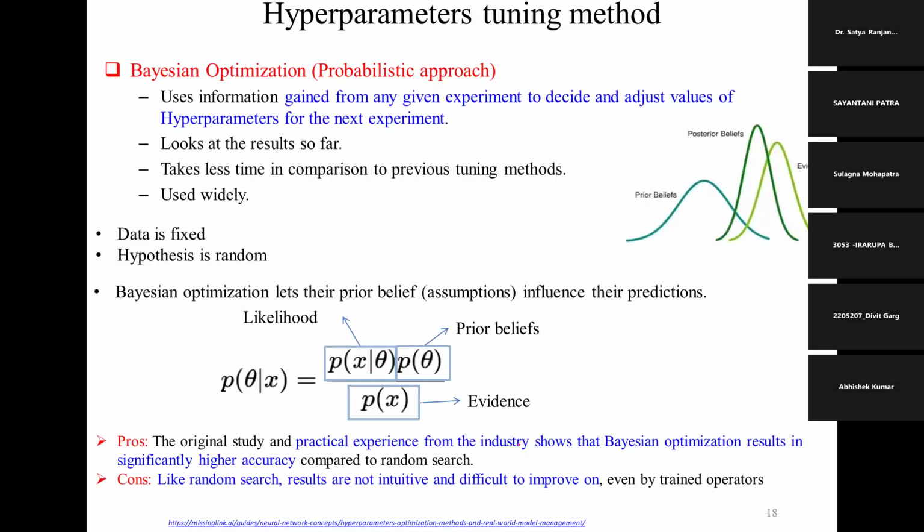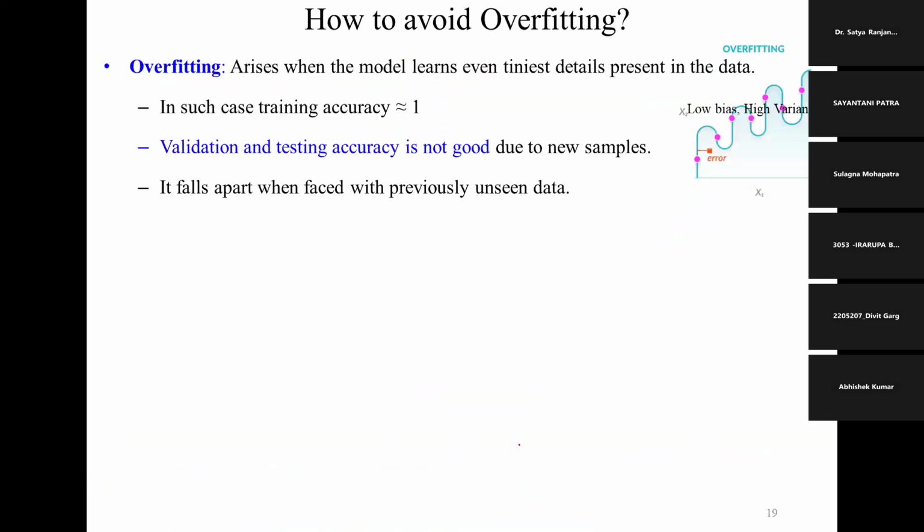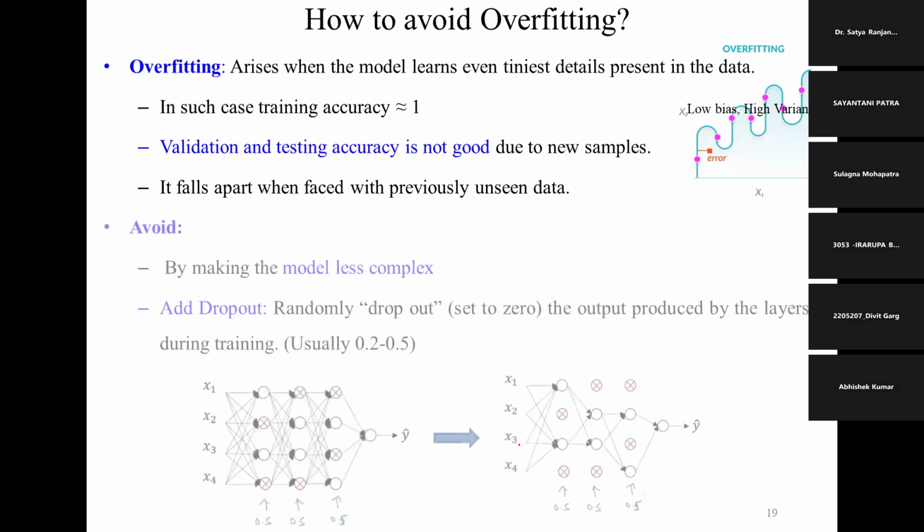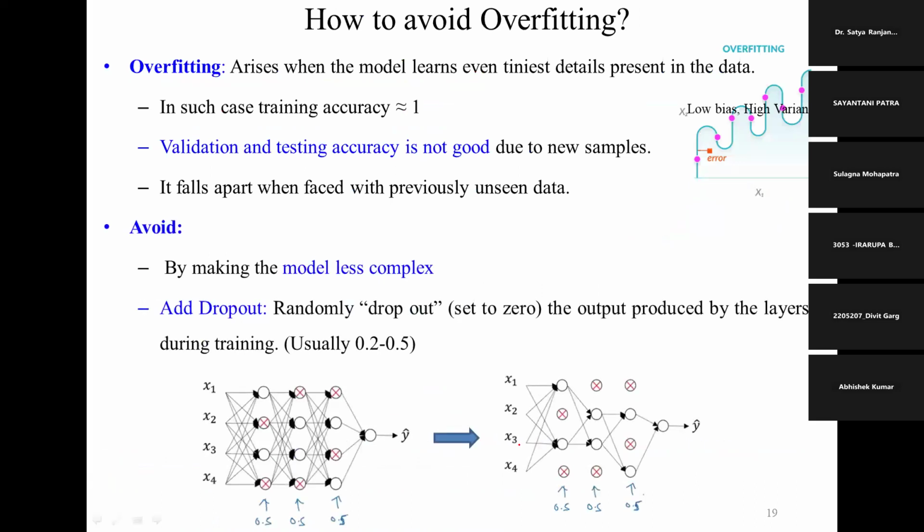So these are the different types of search we can do for our hyperparameter optimization. Then the most important thing is what problems we might see in our code. The first one is the overfitting problem. As I have already discussed, overfitting means your training accuracy is very high, but your validation accuracy and testing accuracy are not good at all. That time we call it overfitting.